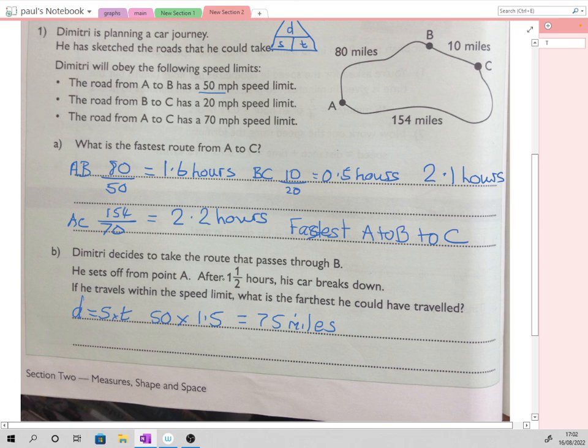Speed, distance, time. The only way you can do these is to remember that triangle or draw it out every time. And try not to get too hung up on seconds and hours and minutes and things, because they will challenge you, but maybe not.